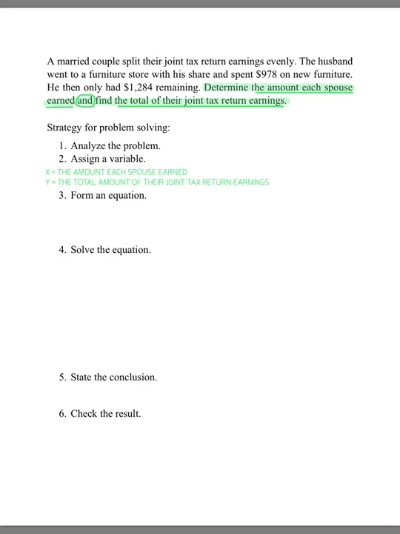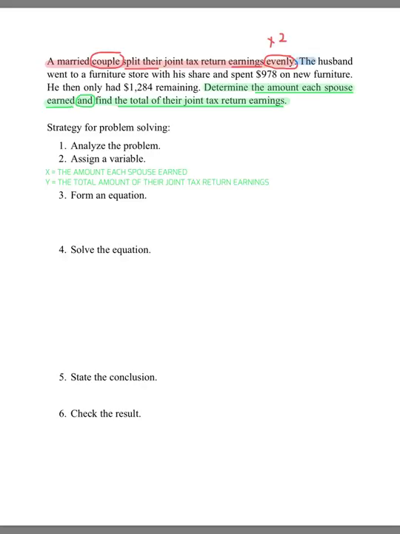The first sentence says that the married couple split their joint tax return earnings evenly. It's a married couple, so there's two people in the relationship, so that's going to be helpful. And they split their earnings evenly. So split it evenly, and there's two of them, multiplication by 2. Now we know that also the husband went to the furniture store with his share and spent $978 on new furniture.